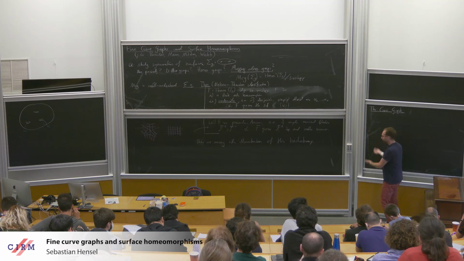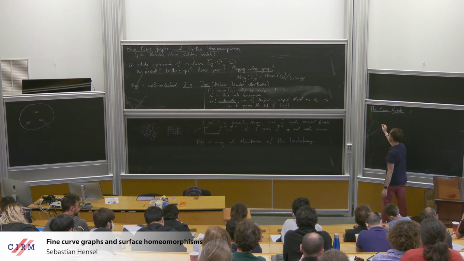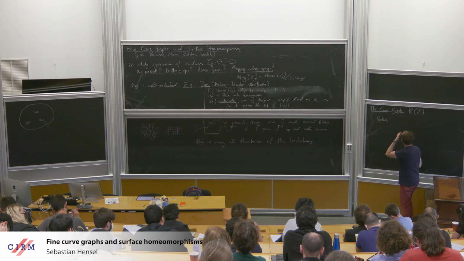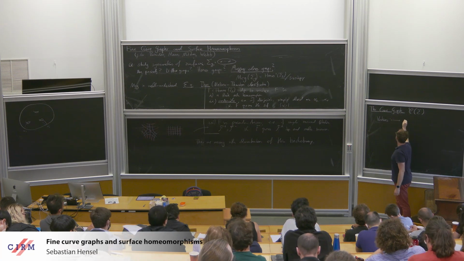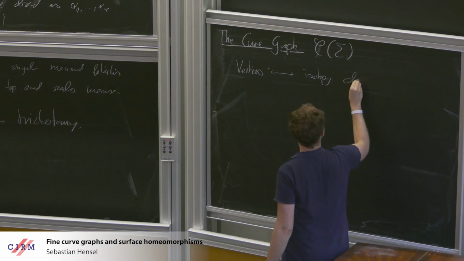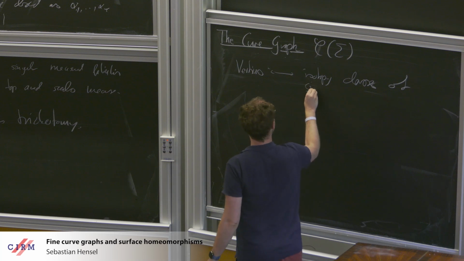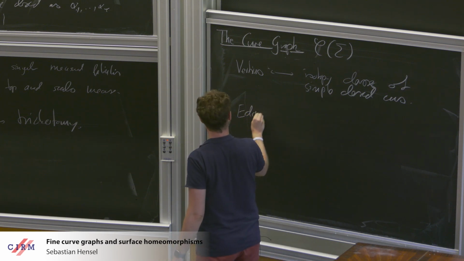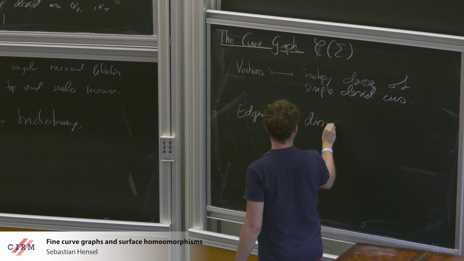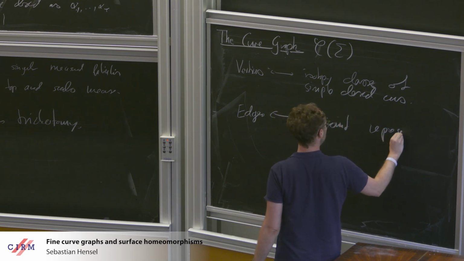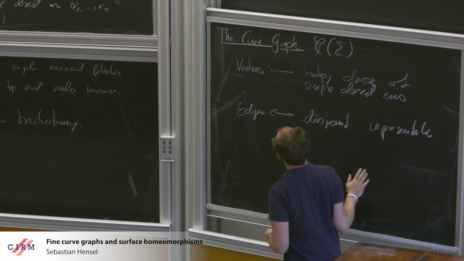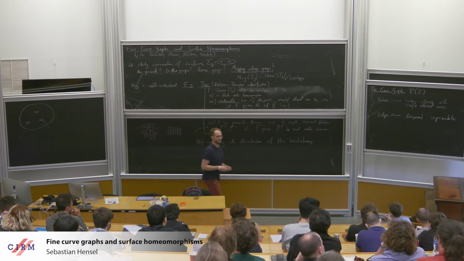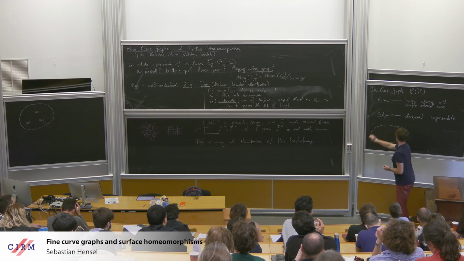So what is it? Well, it's a graph, so I need to tell you what the vertices are and what the edges are. So the curve graph, I'm going to denote this by curly C of sigma. The vertices correspond to isotopy classes of simple closed curves. And the edges correspond to disjoint representatives. Okay, so what does that mean? Everyone always draws a little picture of the curve graph. Everyone draws essentially the same picture of the curve graph. But let me try as well.